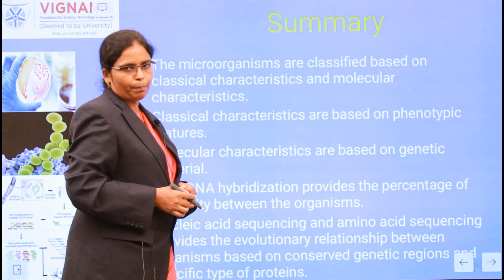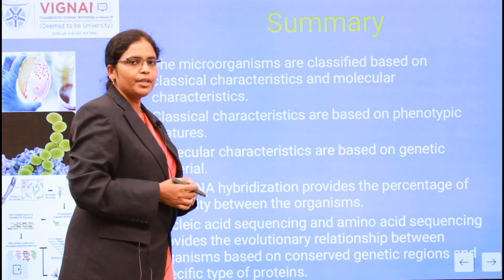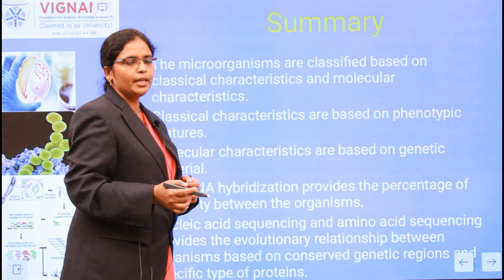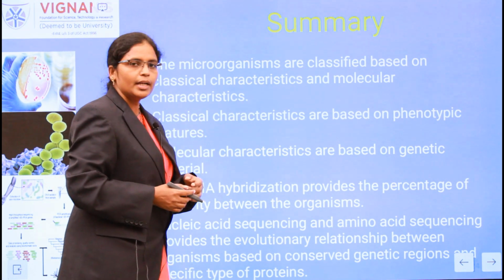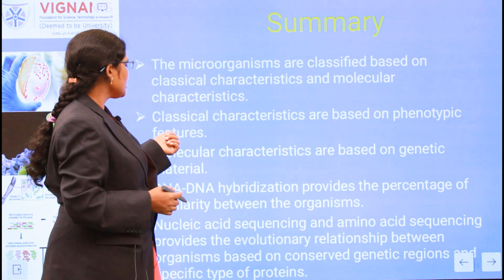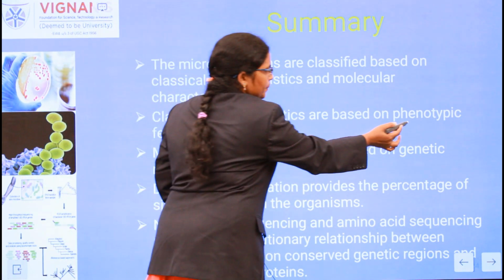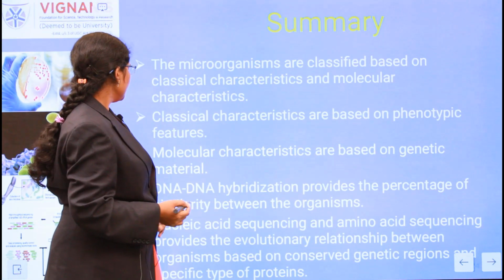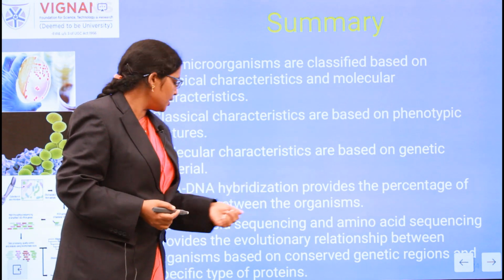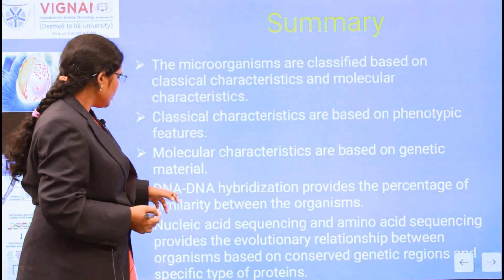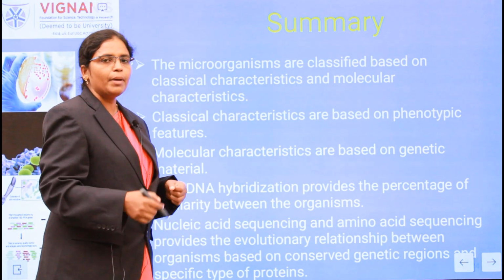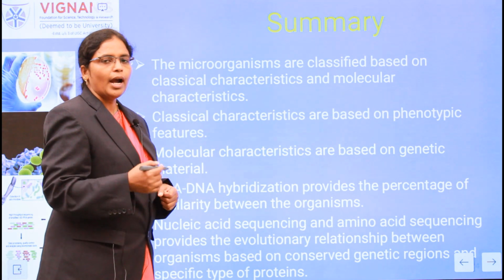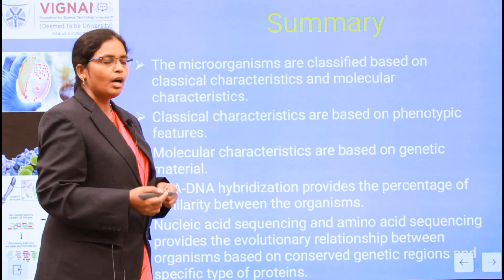Now the summary of this topic. Here the characteristic features used for identifying the organism. So classical characteristics and molecular characteristics. So classical characteristics based on the phenotype. Here you can observe the phenotype, external features. Molecular characteristics based on the genetic material, where the DNA hybridization we can use, nucleotide sequencing we can use, amino acid sequencing is used for identification and classification of the organisms.